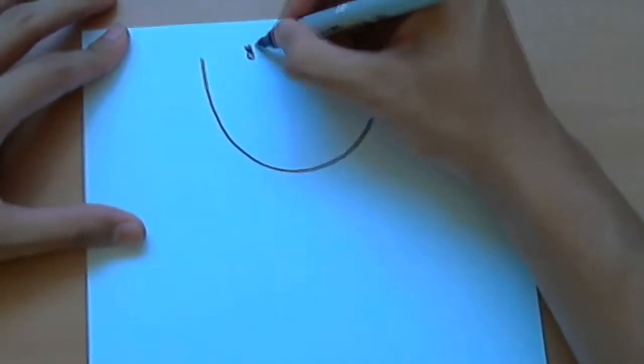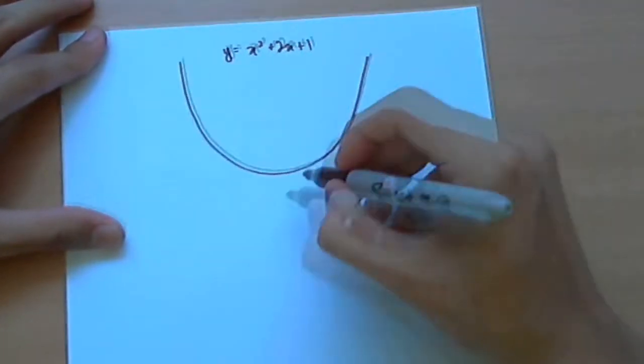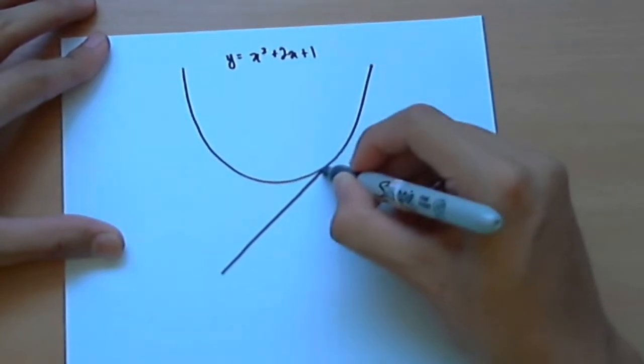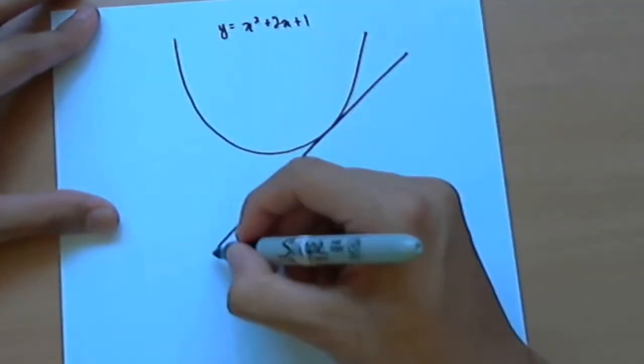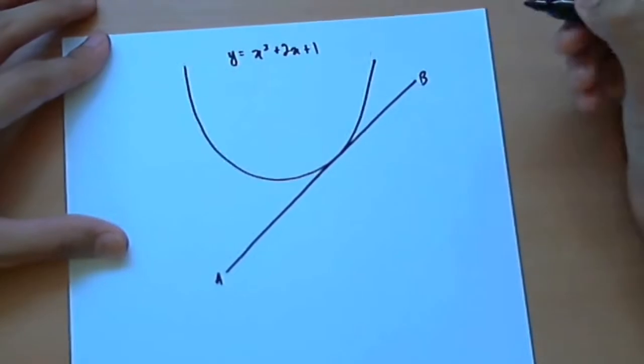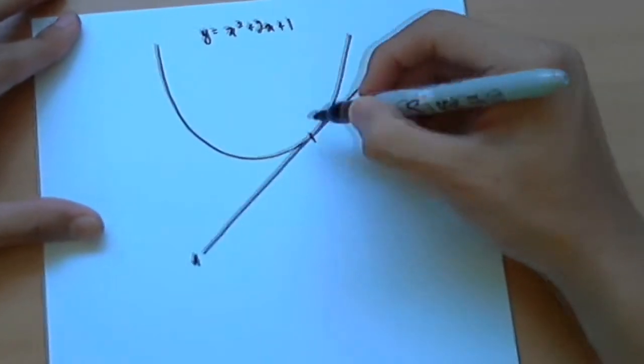with an equation of y equals x squared plus 2x plus 1. And then I'm going to draw a straight line that touches the curve at one point only, and the straight line is called line AB, and the point where it touches the curve is point C.